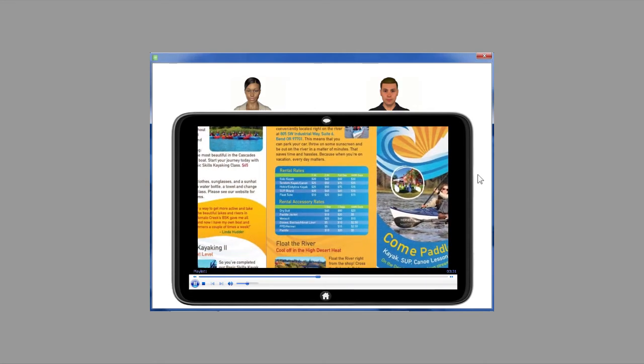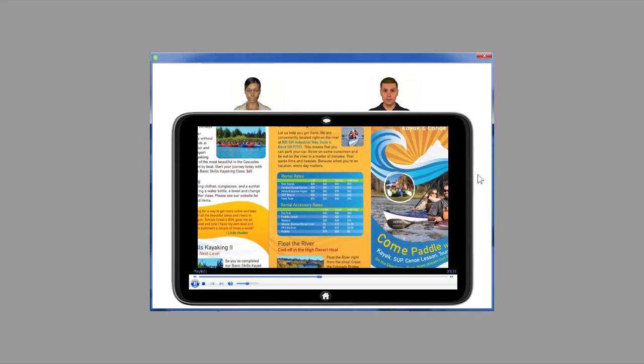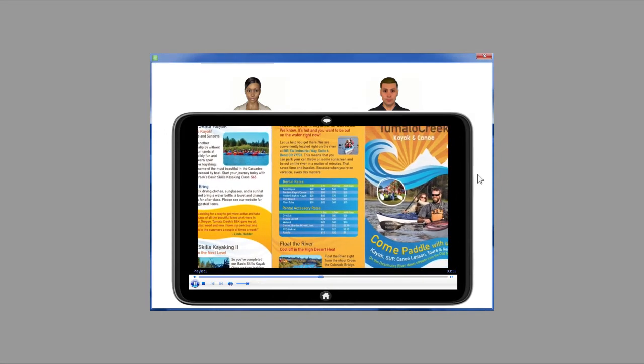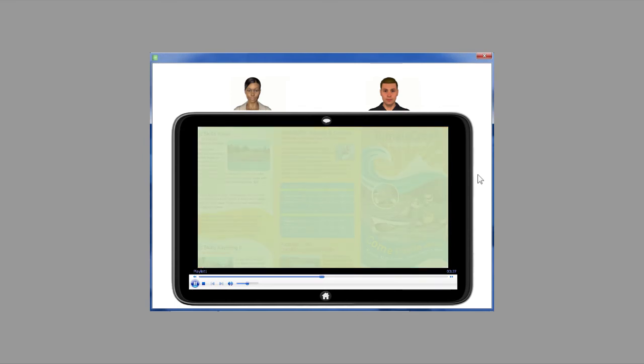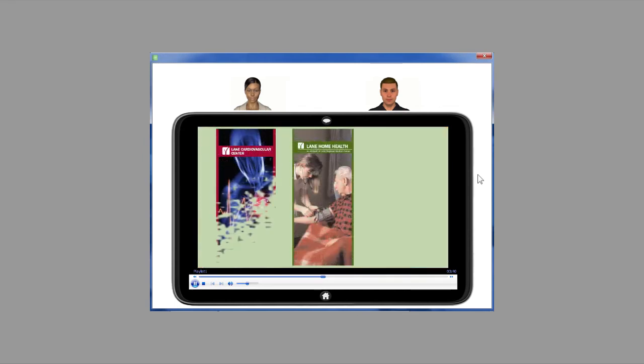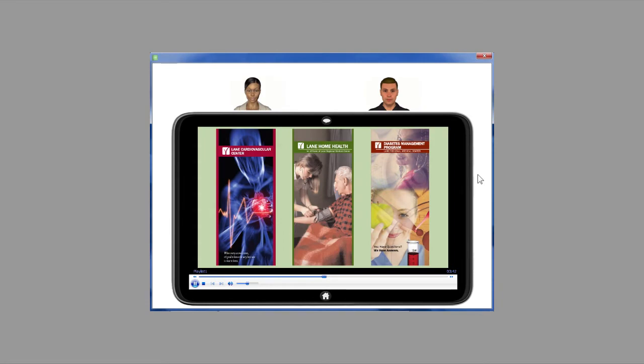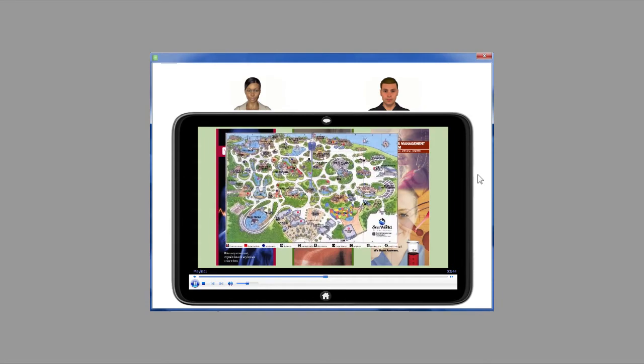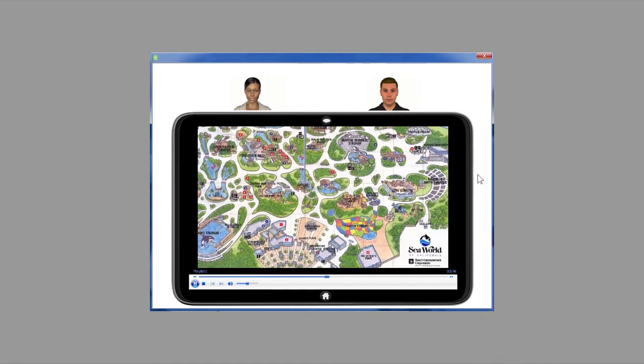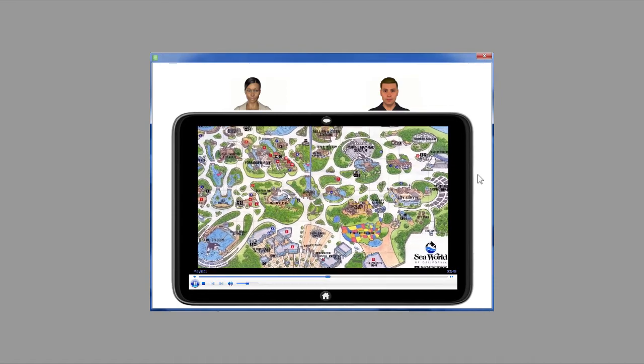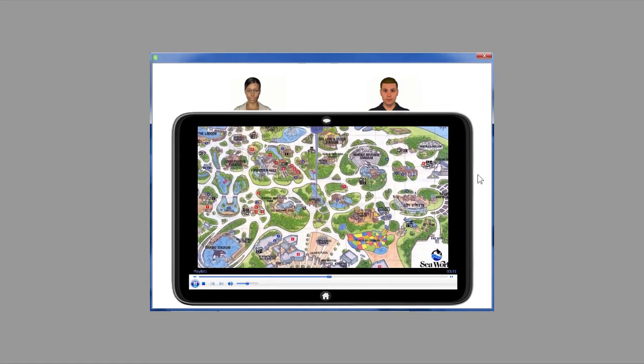Pamphlets are usually written to inform people about facts or information on some specific topic. Pamphlets can be found in many different places, such as health pamphlets at doctors' offices, or a map from SeaWorld or the zoo. The author of this pamphlet had the goal of informing people about different locations at SeaWorld.